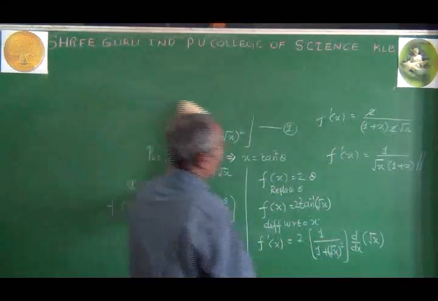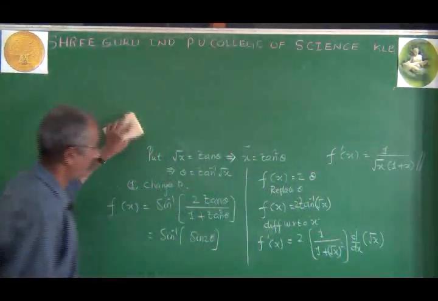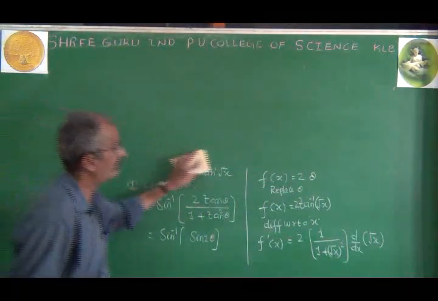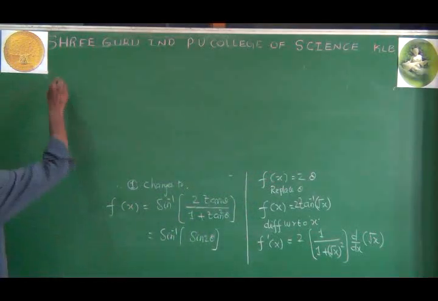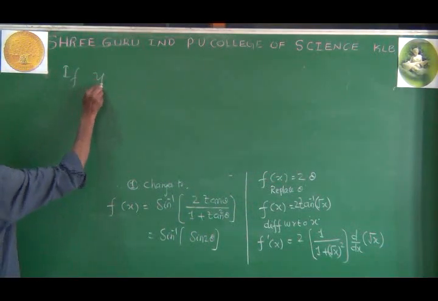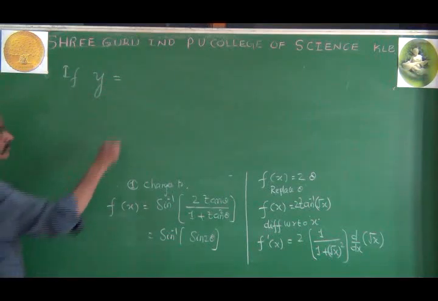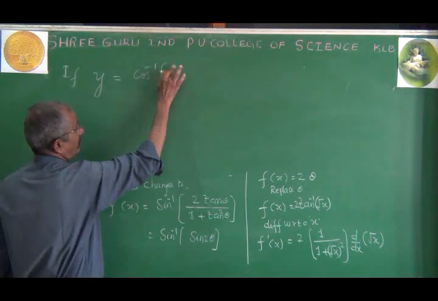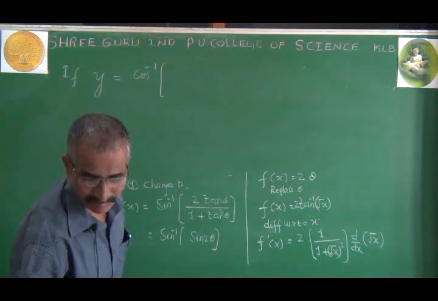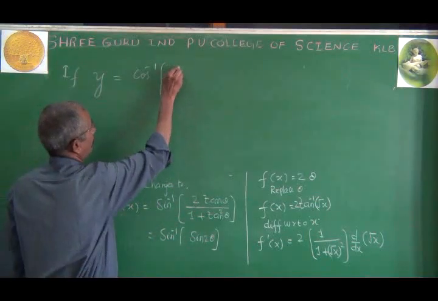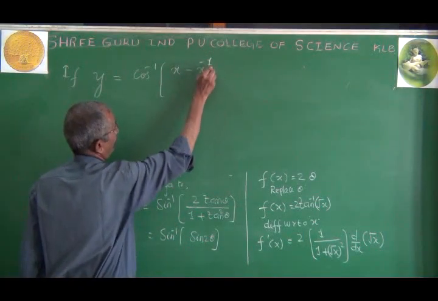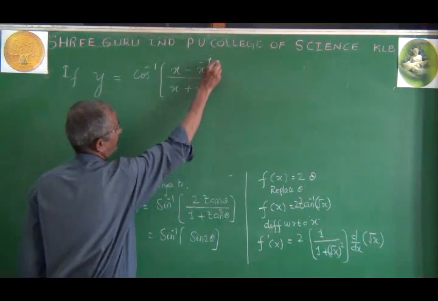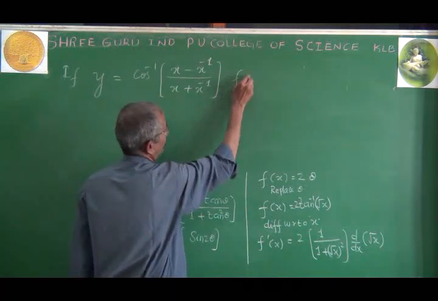If f of x equals to, or it may be given y equals to, anything can be given. Function notation does not matter for our problem. Next, if y equals cos inverse of (x minus x to the power minus 1) divided by (x plus x to the power minus 1), then find y dash.